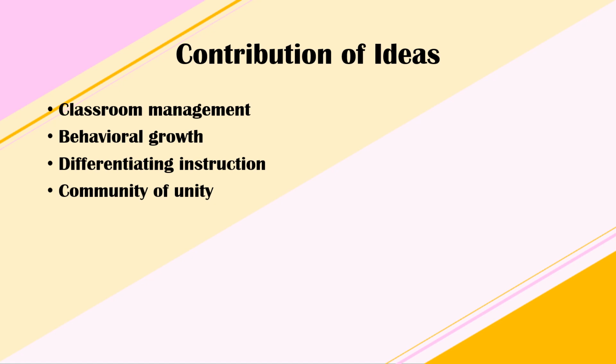The main contributions were classroom management and behavioral growth. Because of choice theory, we're understanding what kids need, and if we're fulfilling those kids' needs, they're going to act out less in the classroom. So this is a way to have really good classroom management where you have a community of unity and you have security and power and freedom and fun and all the things that you would need to make sure that your kids just don't want to act out because they're getting everything they need.